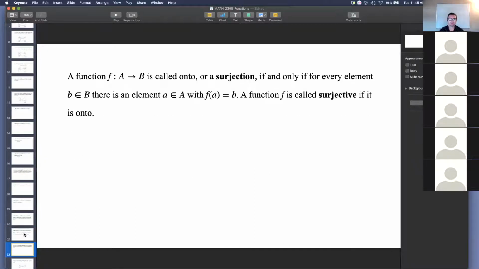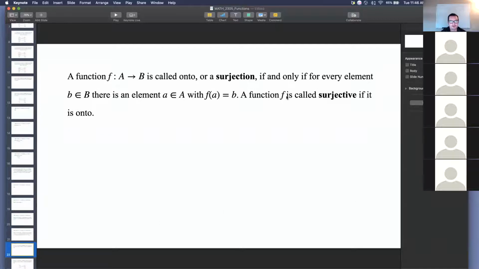All right, so another definition that you're familiar with. A function f from A to B is called onto, or a surjection, if and only if for every element in B, there is an element in A that is mapped to it. So basically every element in B has a pre-image in A. That's another way of saying this. So write that down maybe: every element in B has a pre-image in A.